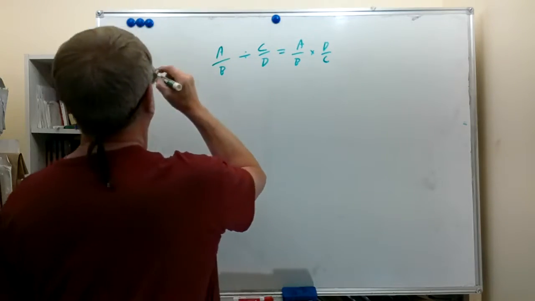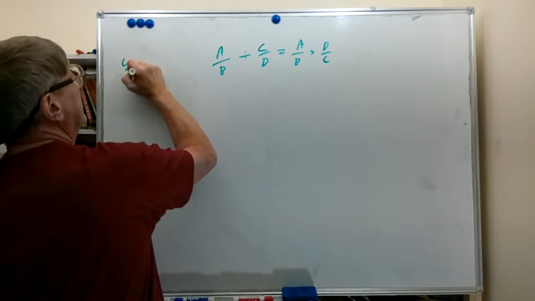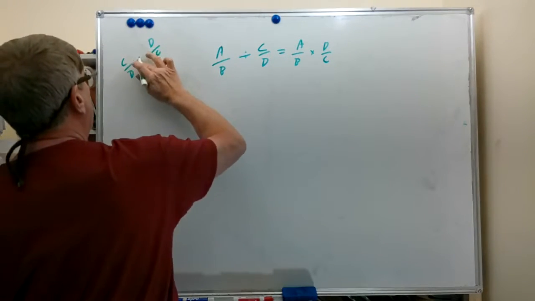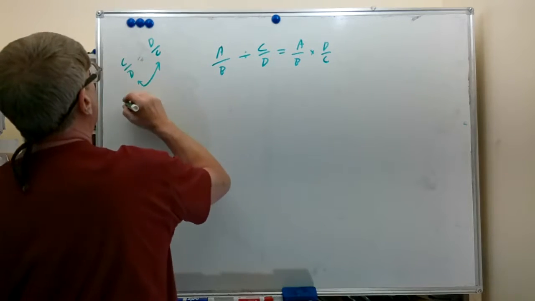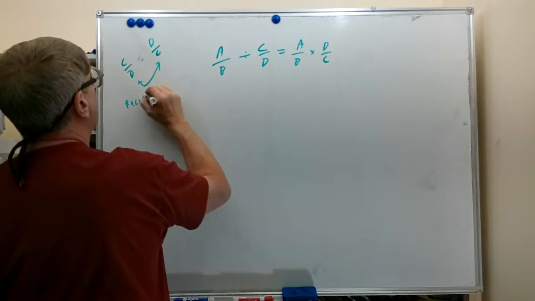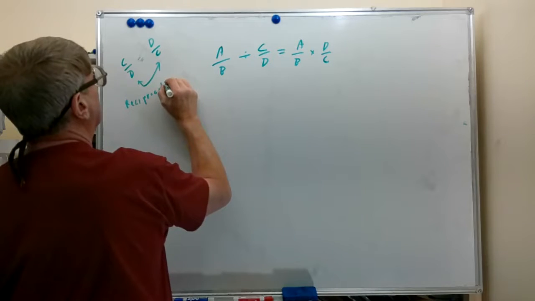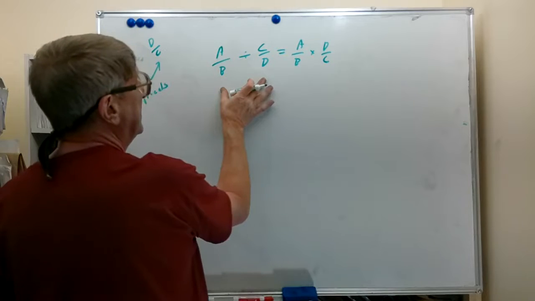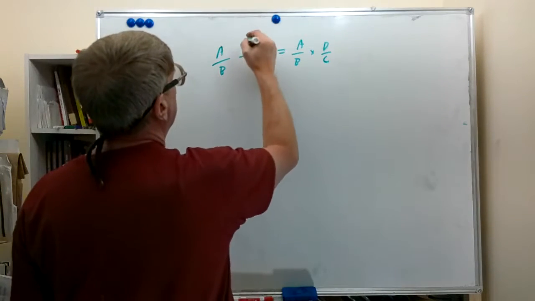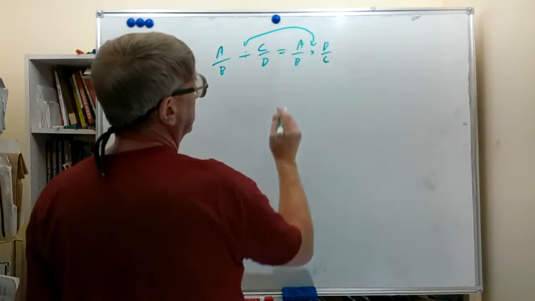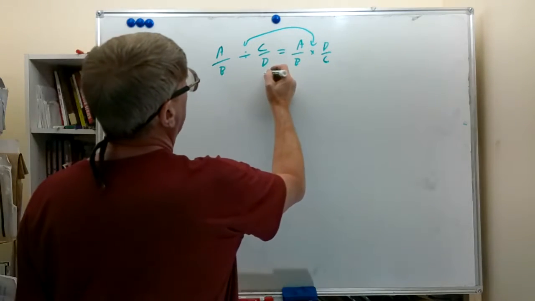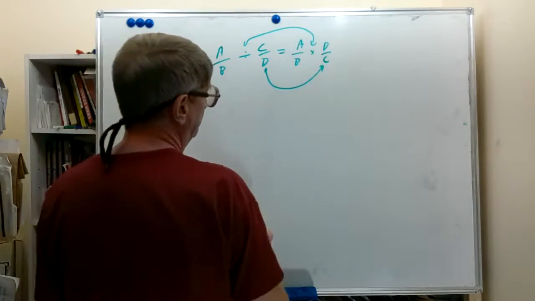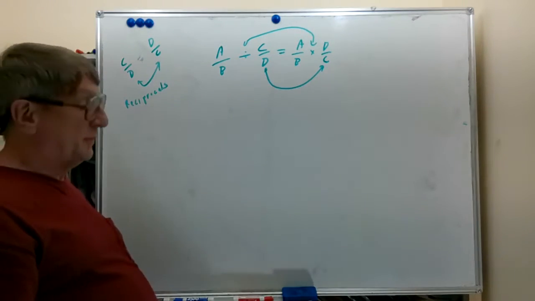reciprocal, C over D, D over C. These are reciprocals. So we can divide by multiplying by the reciprocal. We changed our divide to multiply, and we changed our divisor to its reciprocal. Now it's just a multiplication problem.